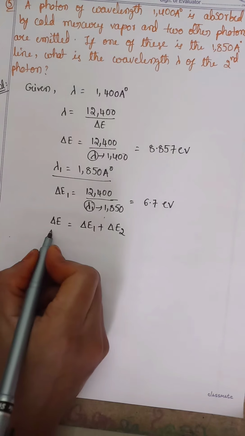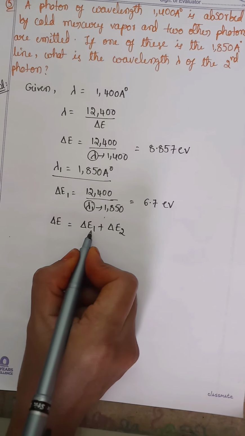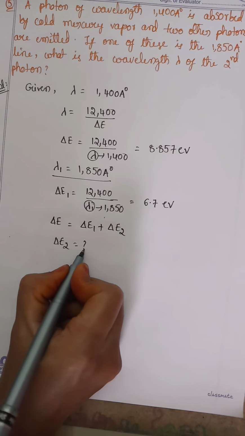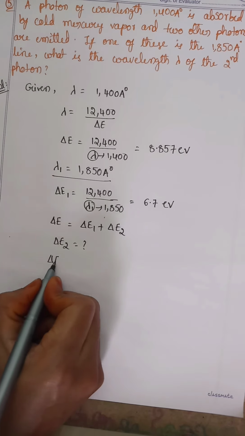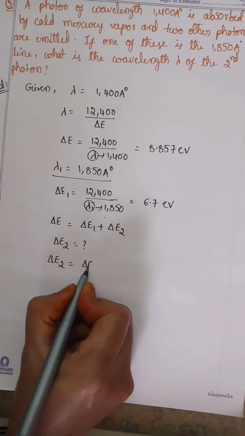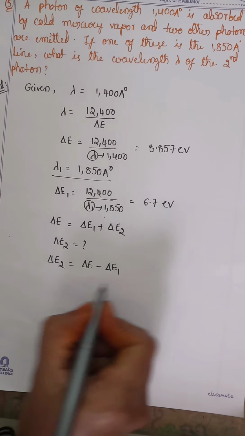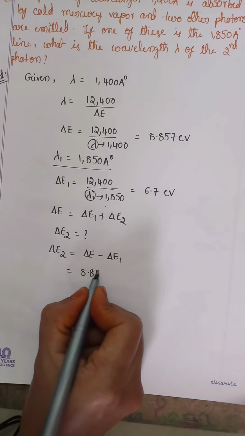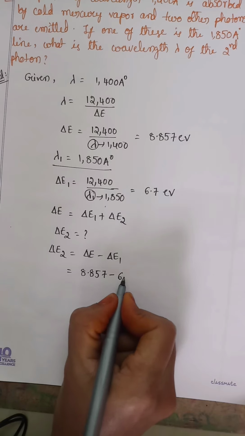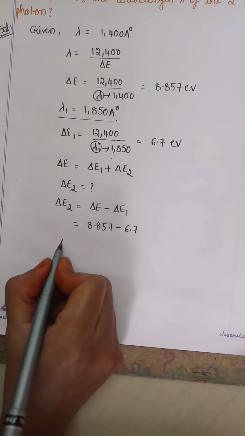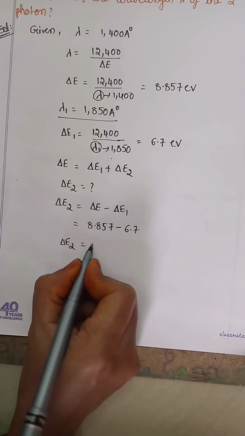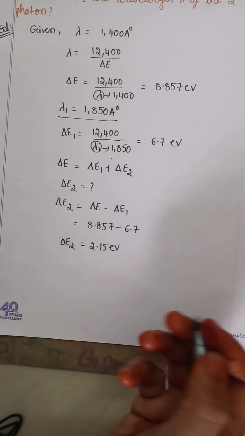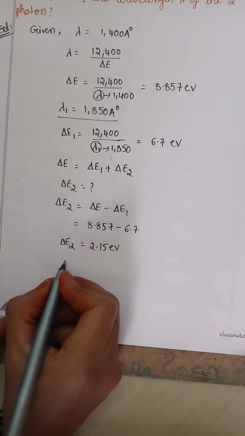So, we know that here delta E and delta E1 we have already found. So, we should find now delta E2. Delta E2 is equal to how much? So, delta E2 is equal to delta E minus delta E1, that is equal to 8.857 minus 6.7. So, delta E2 is equal to 2.15 electron volts.